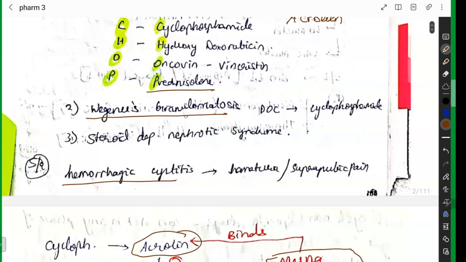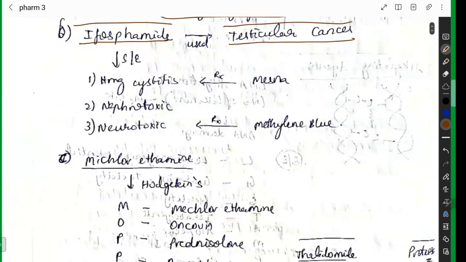Okay, remember that. Now moving on to talk about ifosfamide. Ifosfamide is used in testicular cancer. What are the side effects? Again, you are going to have hemorrhagic cystitis with ifosfamide, as well as nephrotoxicity, and it can lead to neurotoxicity. Whenever there is neurotoxicity, what is the drug of choice? You're going to go for methylene blue.